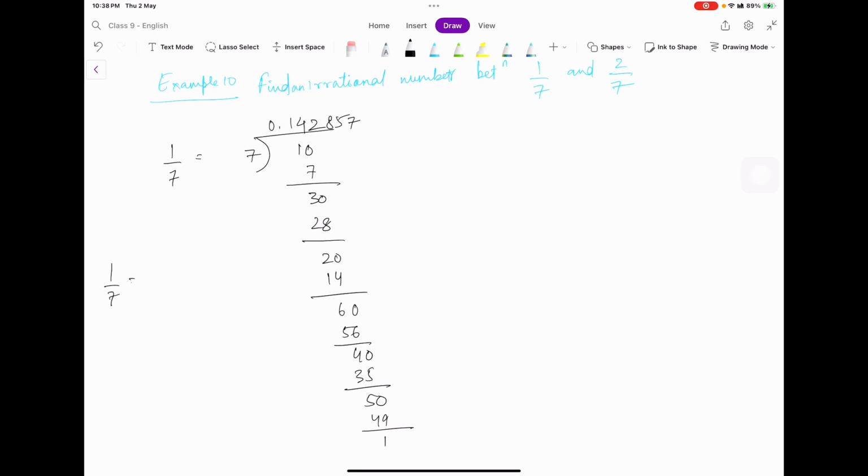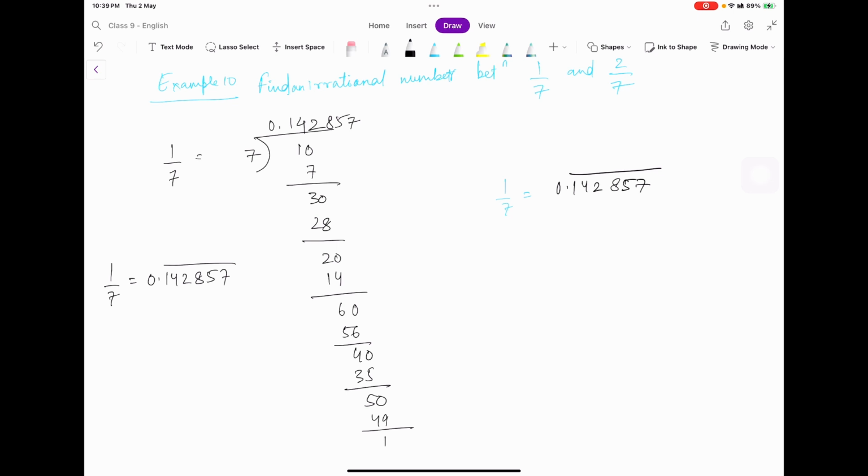1 by 7 you can write as 0.142857 repeating. Similarly 2 by 7 you do 7 into 2. There is an example, and a question in the exercise also, so I will tell you the easy part. In the exam you do the quotient part again, but I will tell you how to do it. 1 by 7 you are getting as 0.142857.